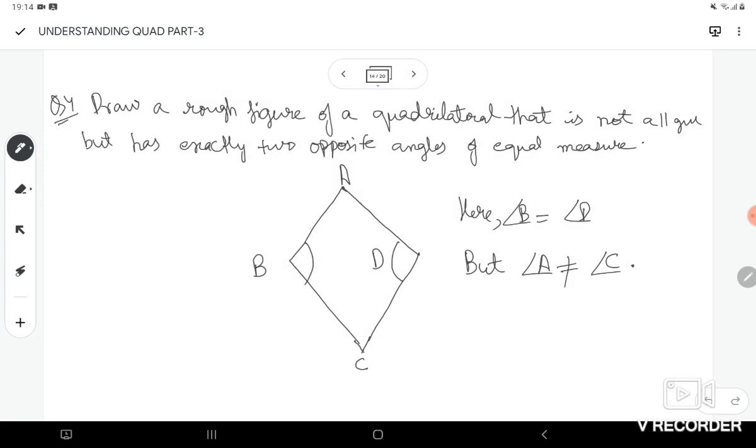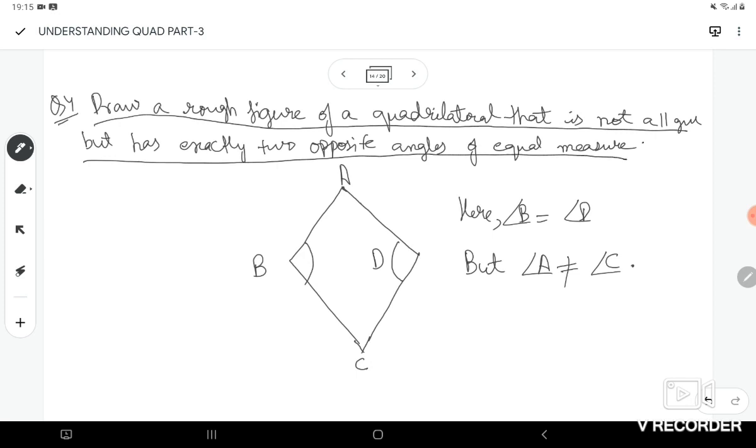Now moving on to another question. It says draw a rough figure of a quadrilateral that is not a parallelogram but has exactly two opposite angles of equal measure. So we can clearly see from this figure that angle B and angle D are of equal measures, whereas angle A and angle C are not of equal measures. So it should be in the shape similar to a kite.